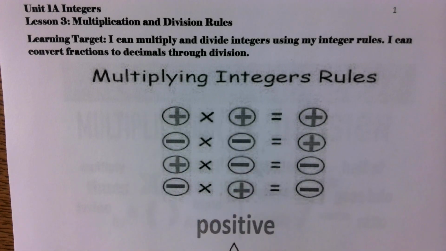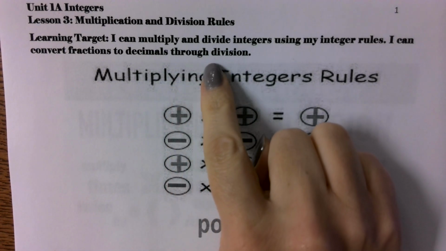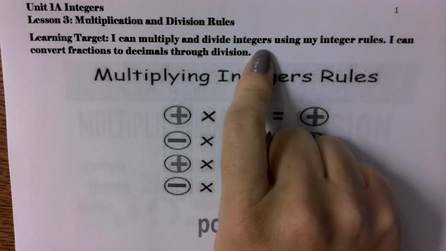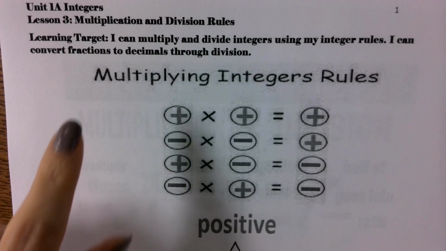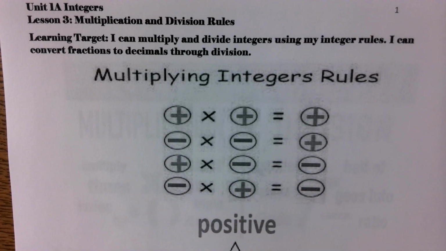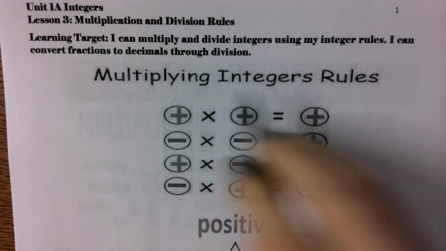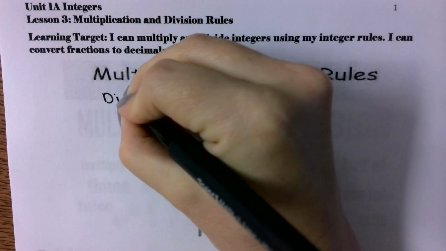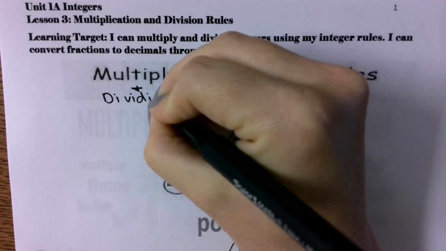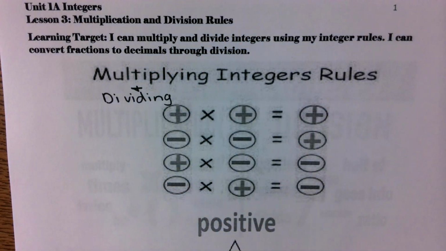All right, so for today, what we're focusing on is the multiplication and division rules for integers. The nice thing with multiplication and division rules is they are identical. It's not like addition and subtraction where they have different rules. So you can even write down here, it's multiplying integer rules, and this is also multiplying and dividing. These are the same rules.